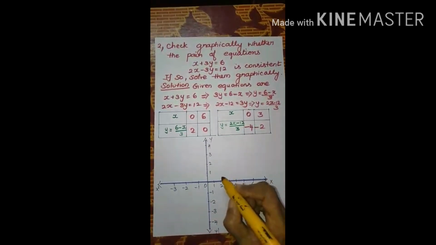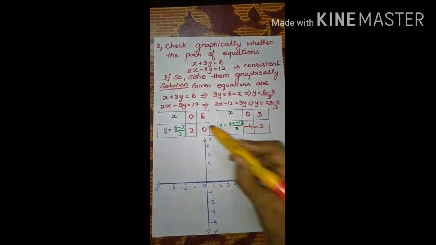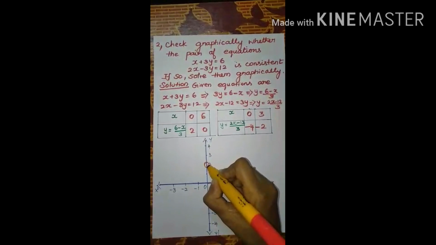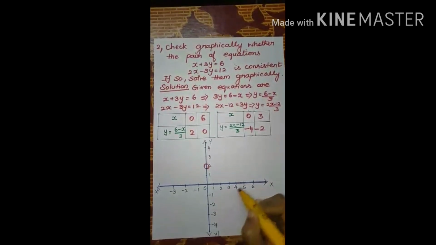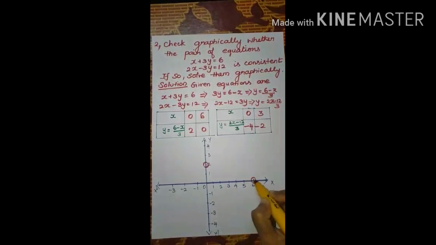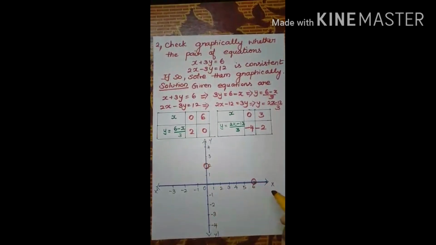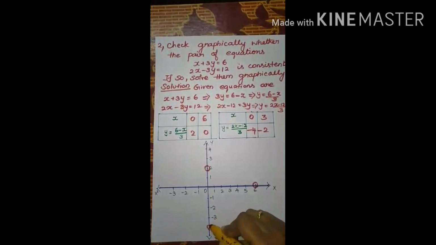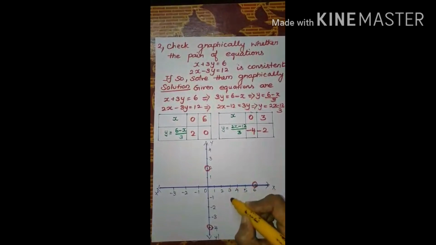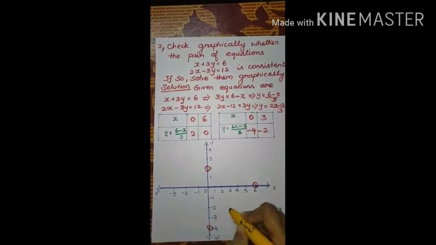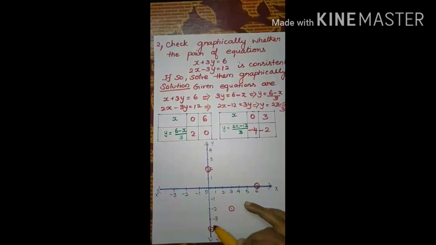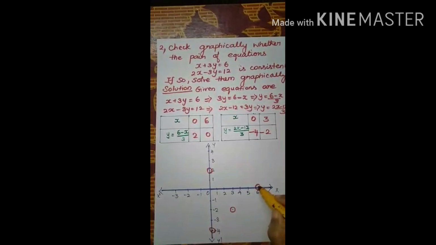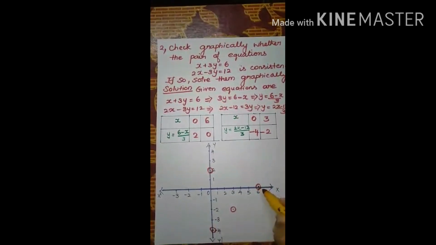Now plot the points. What is the first point? x value 0, y value 2. So 0, 2. Mark the point. Next, x value 6, y value 0. Now we have to join the line. Okay. Next, x value 0, y value minus 4. Next, x value 3, y value minus 2. Now we have to join the two lines. We get an intersecting point, that is 6, 0. So the solution is 6, 0.